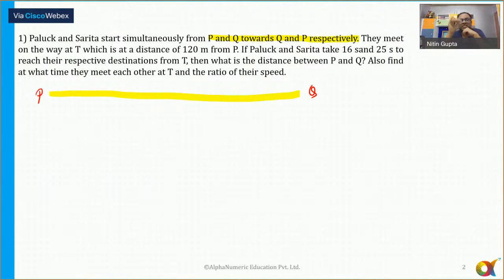If Palak and Sarita take 16 and 25 seconds to reach their respective destinations, then what is the distance between P and Q? That is the first question. Also find at what time they will meet each other at point T, and also the ratio of their speeds. So let's see what the concept behind solving such questions is.